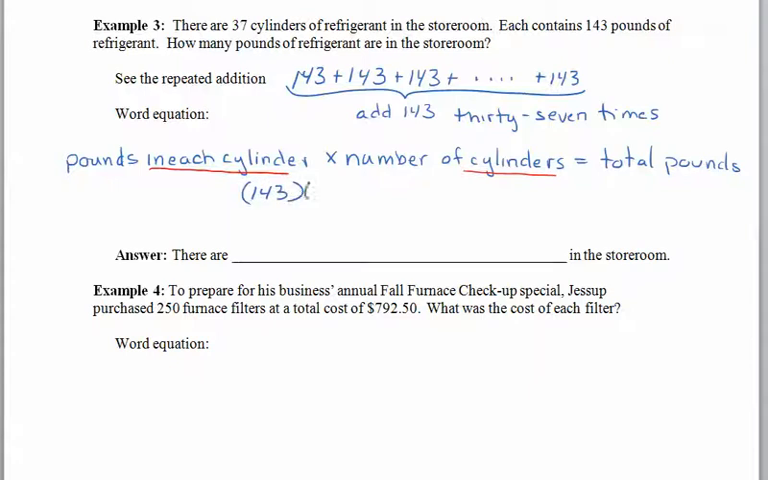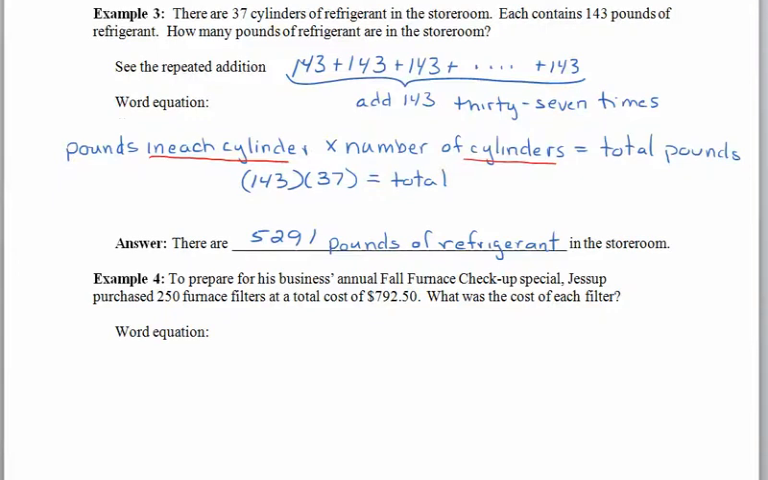We would like to multiply that by the 37 cylinders to find the total. And from here, of course, this is purely a calculator exercise. When we get done, we find that there are 5,291 pounds of refrigerant in the storeroom. Not 5,291 cylinders, but 5,291 pounds of refrigerant. All right, let's slide down to the next one.